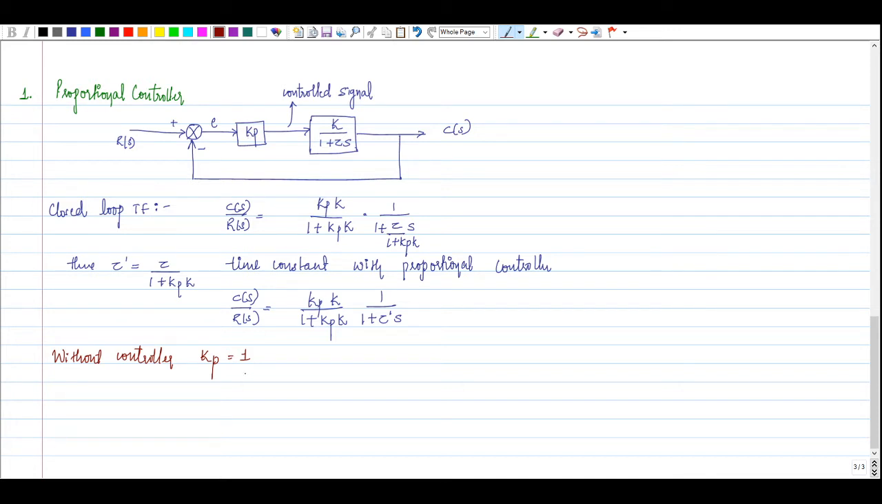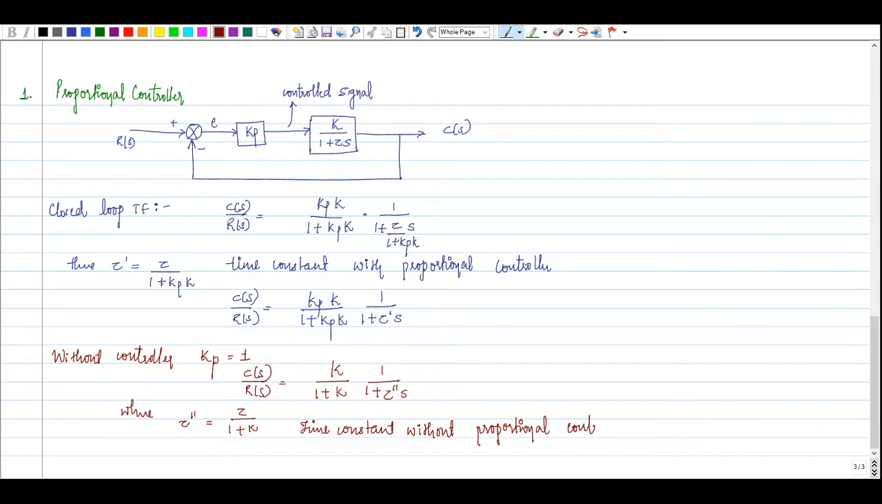If that is the case, then C of S divided by R of S is equal to K divided by 1 plus K, into 1 divided by 1 plus tau double dash into S, where tau double dash is equal to tau divided by 1 plus K. Now this is the time constant without proportional controller.